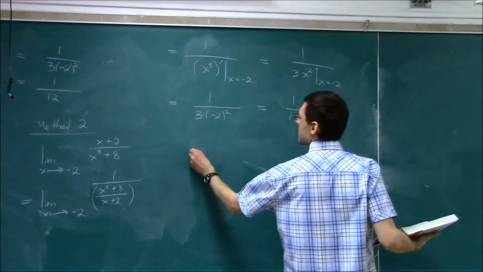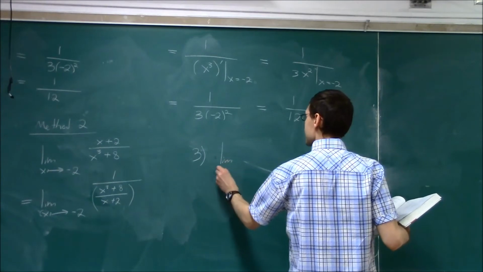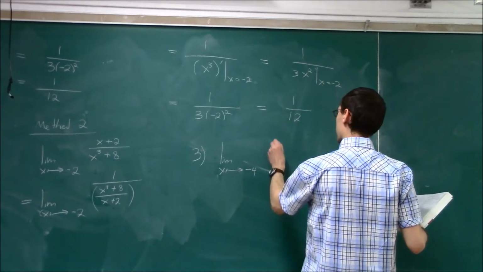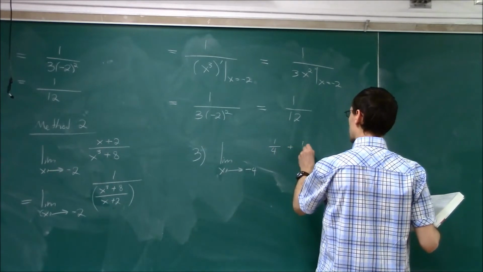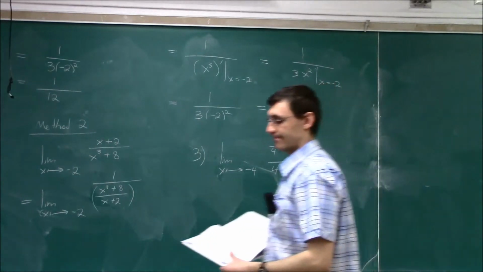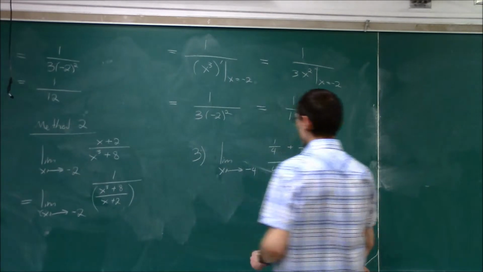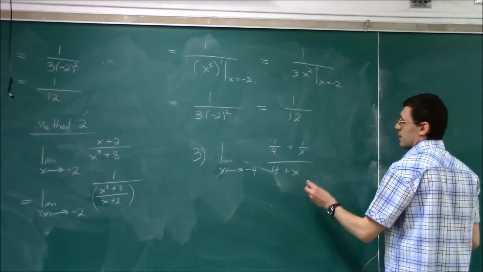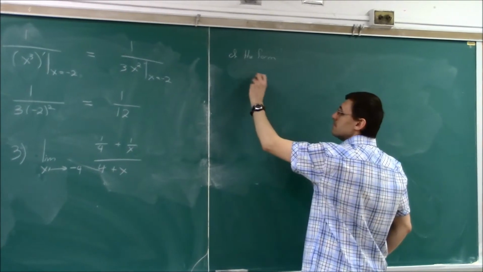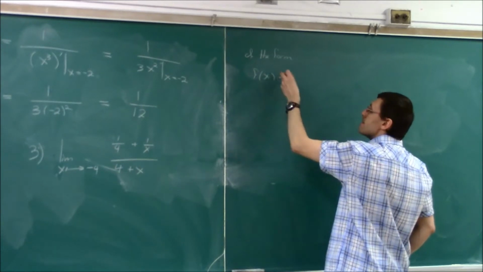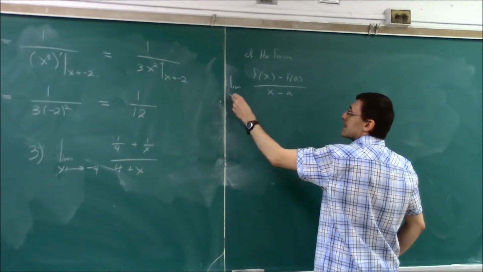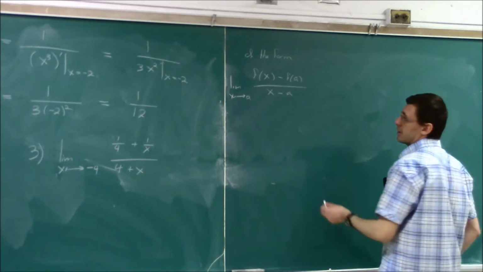Problem number 3. Limit as x goes to minus 4 of 1 over 4 plus 1 over x, divided by 4 plus x. Now, again, if you look at this limit carefully, it is of the form f of x minus f of a over x minus a, where x approaches a. So again, you see that this is just a derivative.